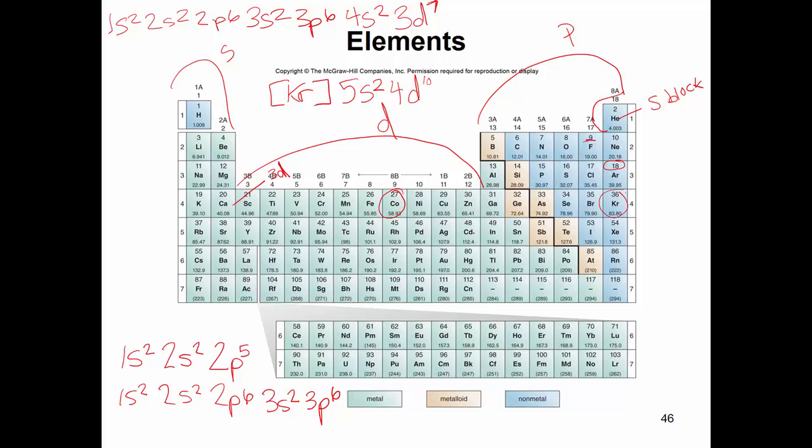Okay, if you move from here, your P block is still the same. So we're in the 5p. So 1, 2, 3, 4, 5. So here's still the 5p. So 5p. And then we count across. 1, 2, 3, 4, 5. 5p5.